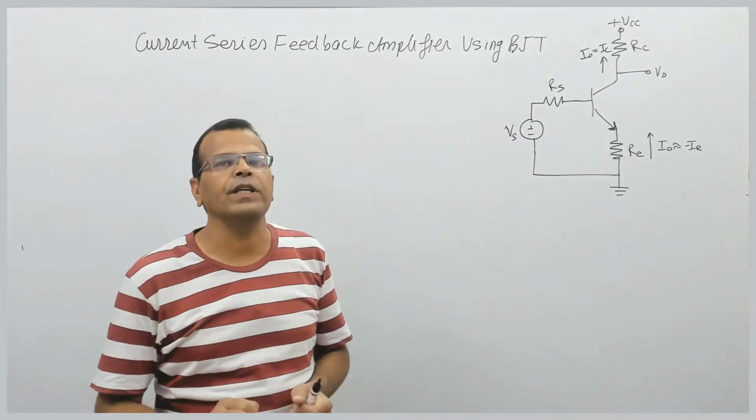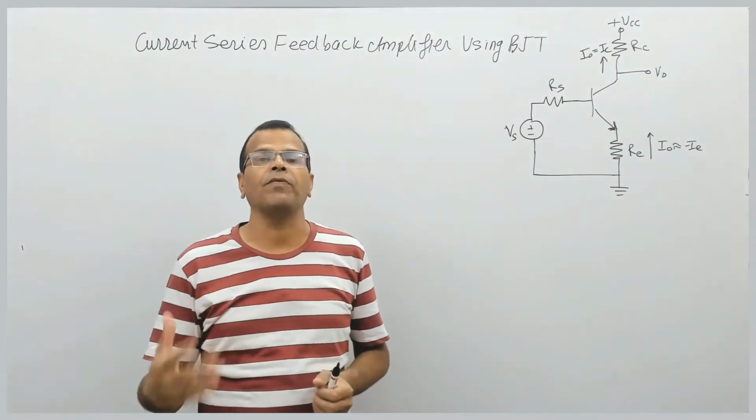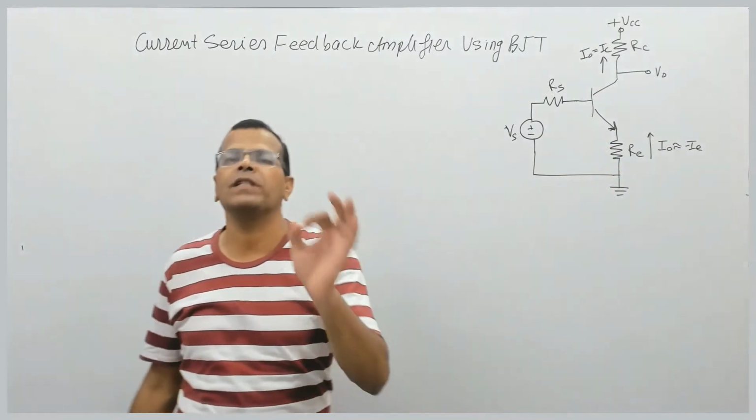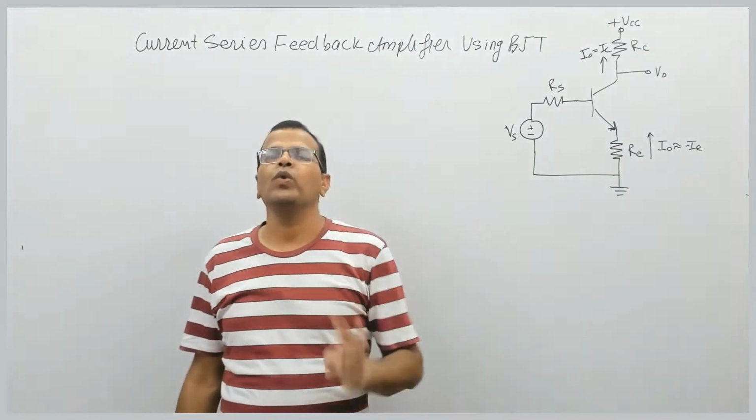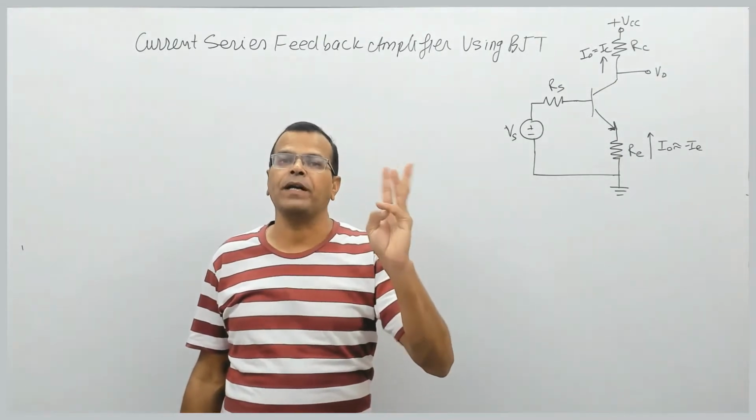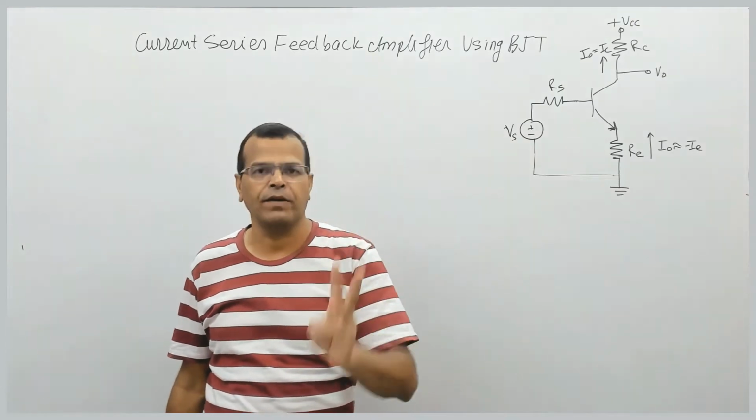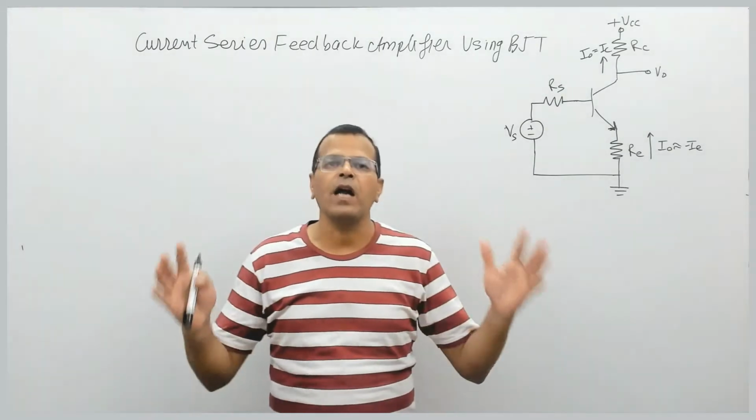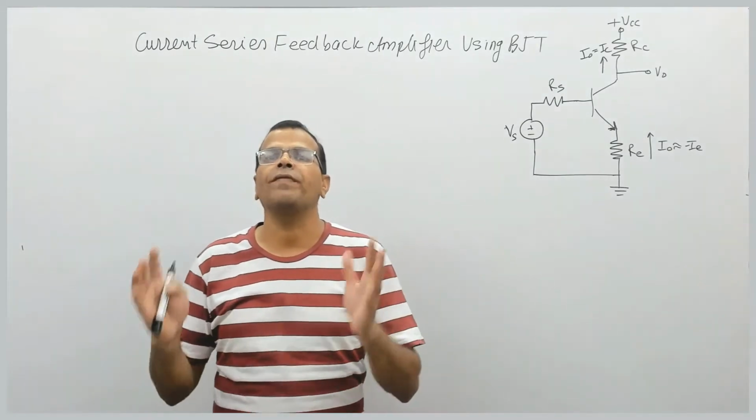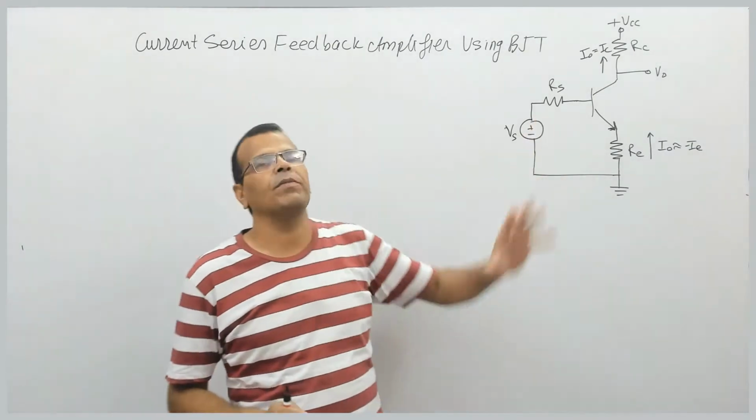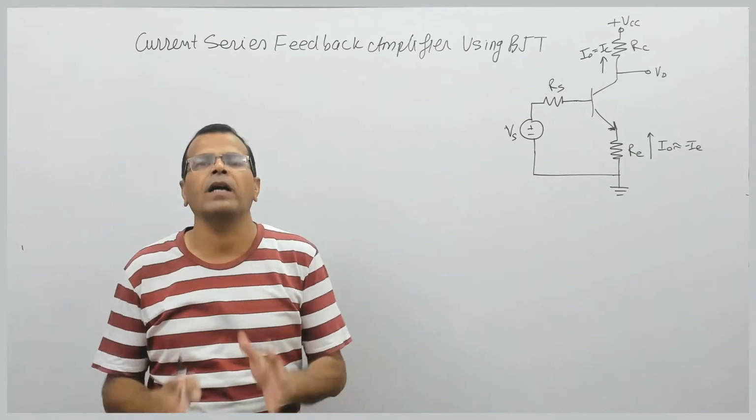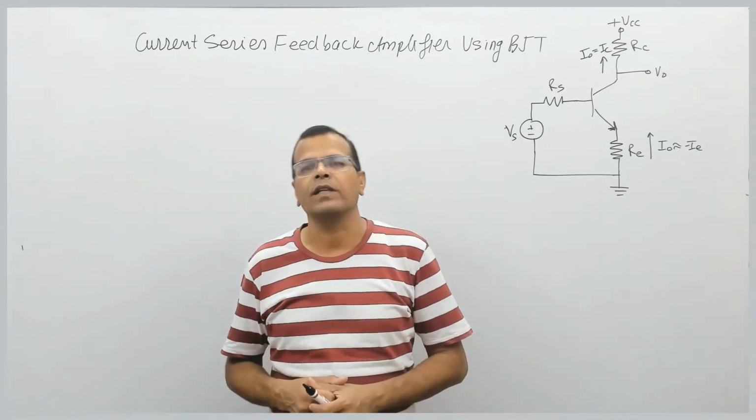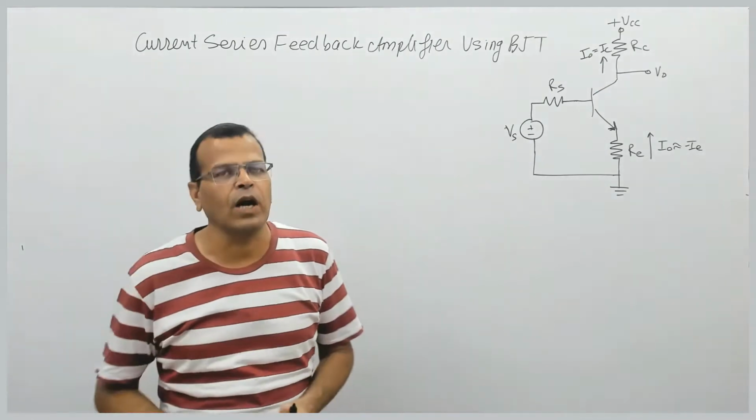The very first step is we need to identify the topology of the feedback, the type of feedback. The name itself is clear that it is a current series feedback. We will see how it is current series feedback. Second, we need to find the feedback factor beta for this circuit. Third, we need to identify the input and output circuits without feedback loading. In this circuit, we will be finding input and output circuits without feedback loading. And last one, we need to draw the small signal equivalent circuit without feedback loading. We will see how to do that.